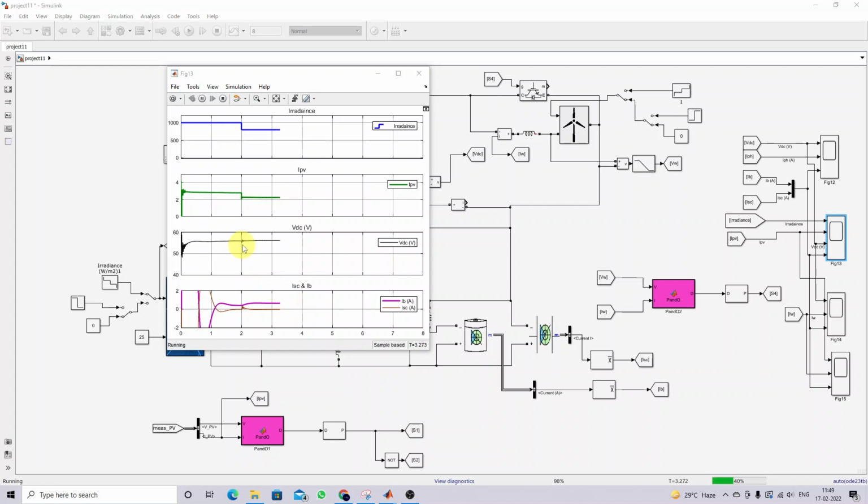Also here you can see the oscillation of the DC load voltage. That means a small oscillation occurs in the DC load voltage during the change in irradiation condition. We'll check at the time of 4 seconds.